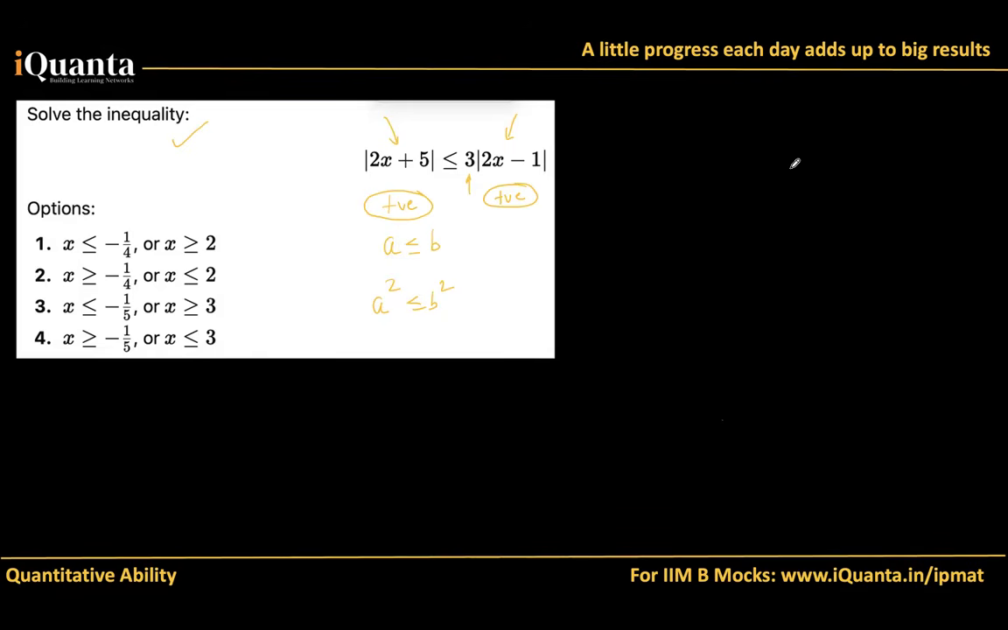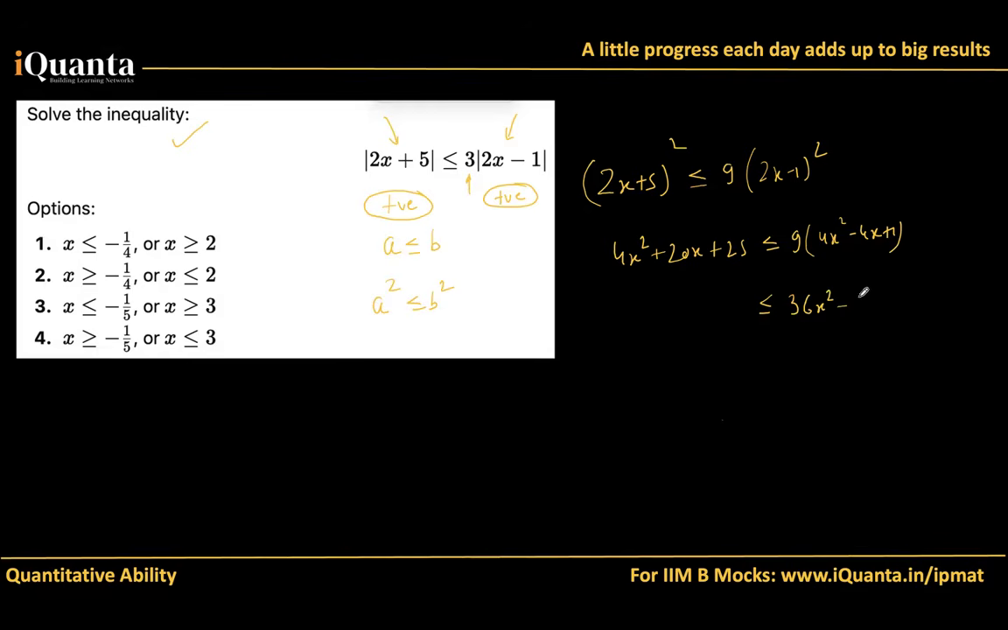So instead of going the critical point way, we can directly square both the sides. So 2x plus 5 square. The mod basically disappears when we square both the sides. The inequality remains the same. 3 square becomes 9, and then we get 2x minus 1 square. What do we get? We get 4x square plus 20x plus 25 less than equals to 9 times 4x square minus 4x plus 1. We solve this further. What do we get? On the right hand side, we have 36x square minus 36x plus 9. On the left hand side, we have 4x square plus 20x plus 25.